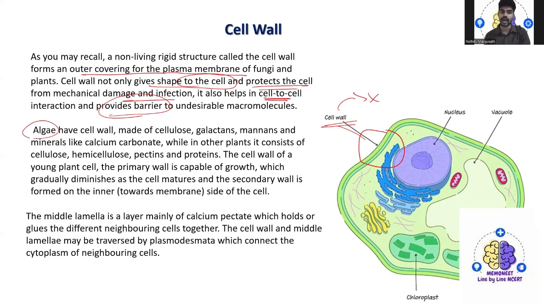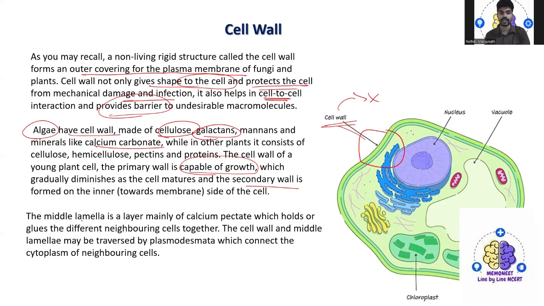Then we also have algae, which have a cell wall made up of cellulose, galactans, mannans and minerals like calcium carbonate. While in plants, if you see the composition of the cell wall, you will initially see the young plant cell. A primary wall is capable of growth, which gradually matures. As the cell matures, it reaches the secondary wall, which forms on the inner side, towards the membrane side of the cell.